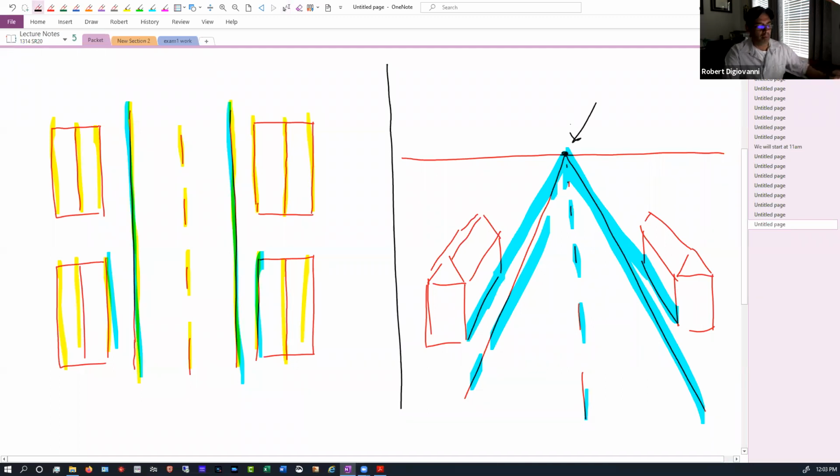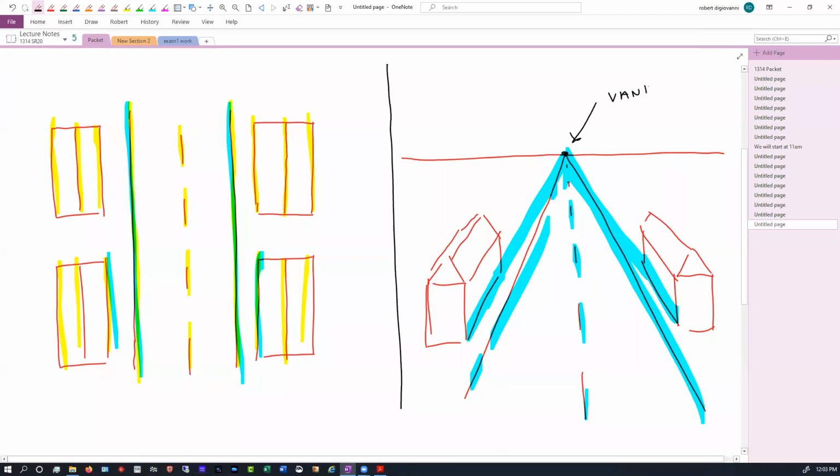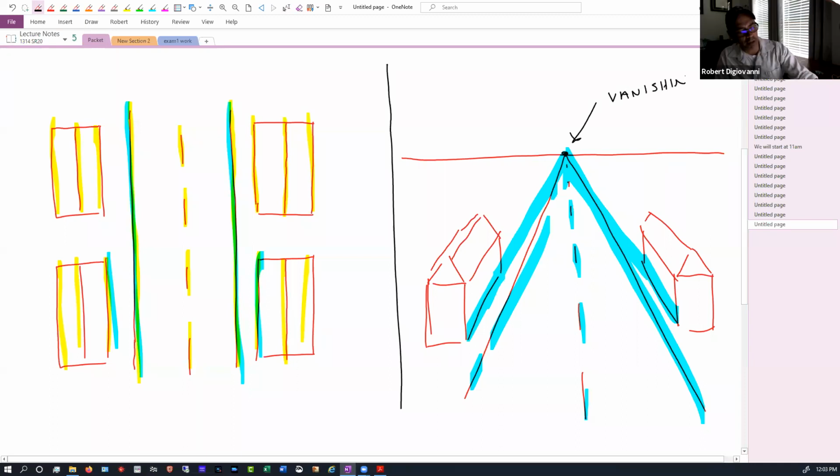This point right here has a name. Anyone know the name of that point? No one's done any drawing? Taken any art classes or anything? Not since middle school. Okay. This is called the vanishing point. So we know in real life that the road, the curbs, don't actually come together and hit, right? But visually it looks like it does.